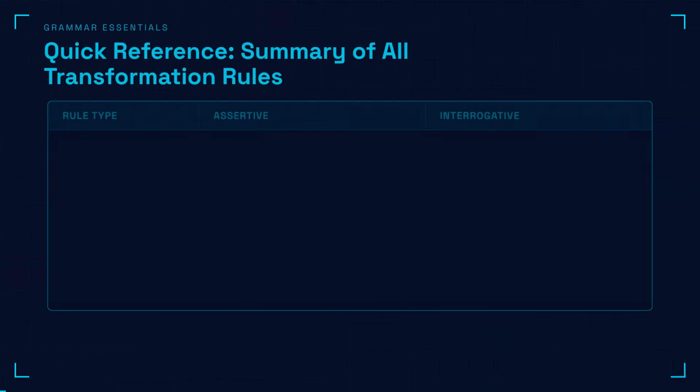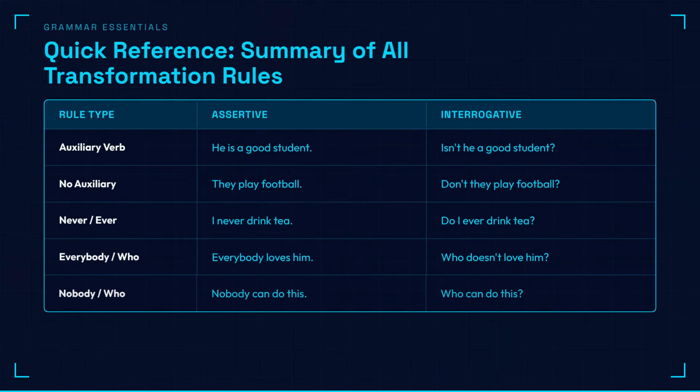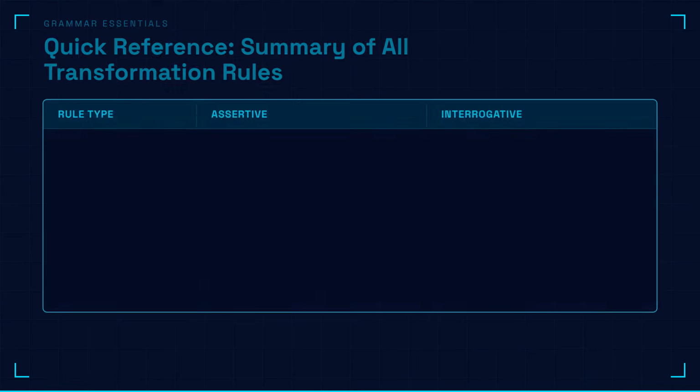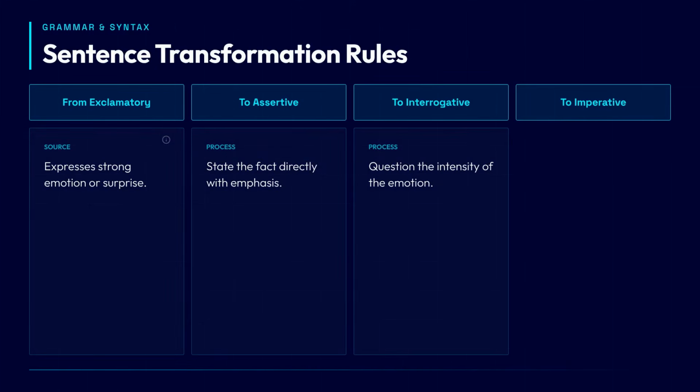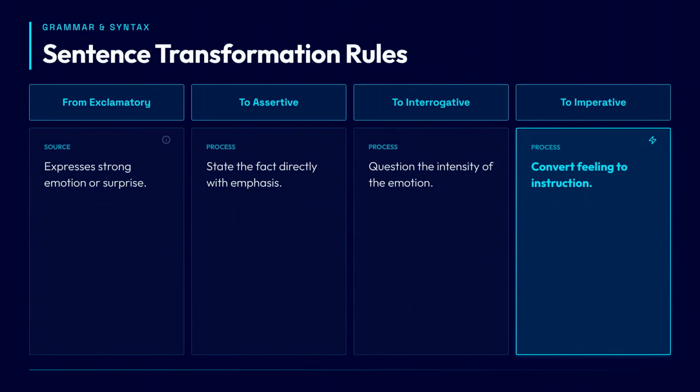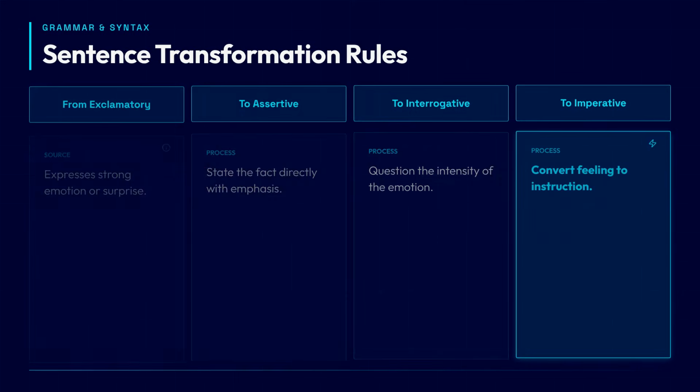Here is a quick reference summary of all transformation rules. You can see how to move between assertive, interrogative, and imperative forms. This grid will help you review how to convert feelings into instructions or rhetorical questions. Keep this as a revision tool.